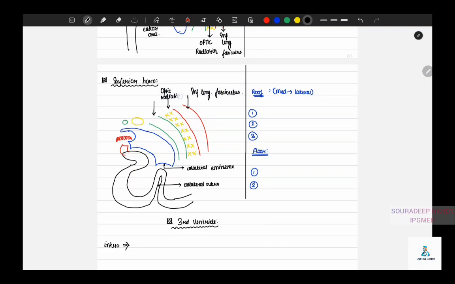Here is the auditory radiation, here is the tapetum. It will be the auditory radiation here. And here is the tail of caudate nucleus, here is the stria terminalis. This is the choroid plexus of the inferior horn. This is the fimbria of fornix. This is the hippocampus.